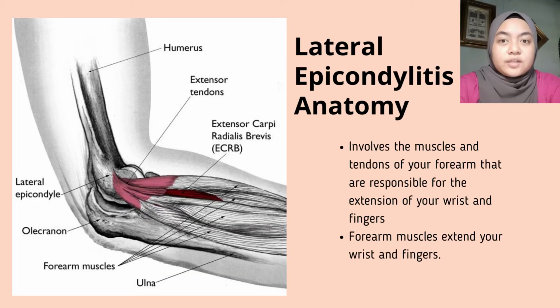Your elbow joint is made up of three bones: the upper bone, which is the humerus, and the two bones in the forearm, which are the radius and ulna. There are bony bumps at the bottom of the humerus called epicondyles, where several muscles of the forearm begin their course. Muscle, ligament, and tendon hold the elbow joint together. Lateral epicondylitis involves the muscle and tendons of your forearm that are responsible for the extension of your wrist.